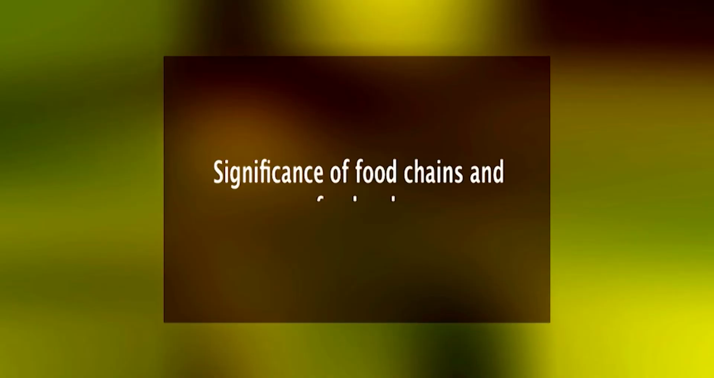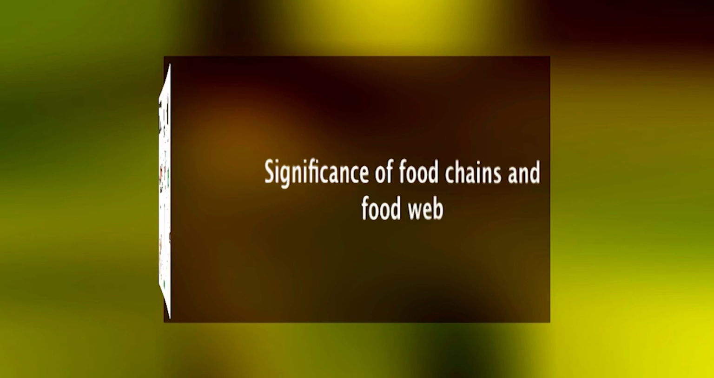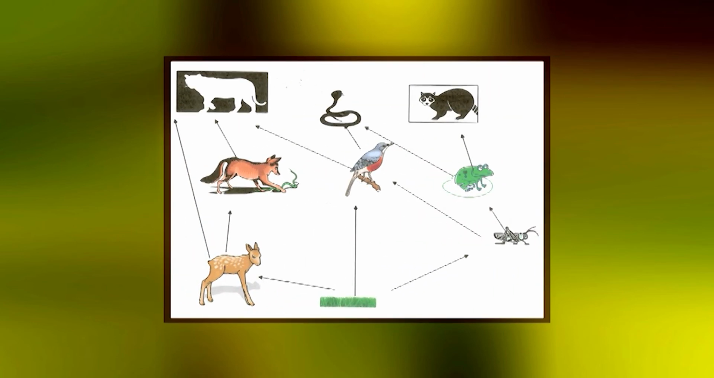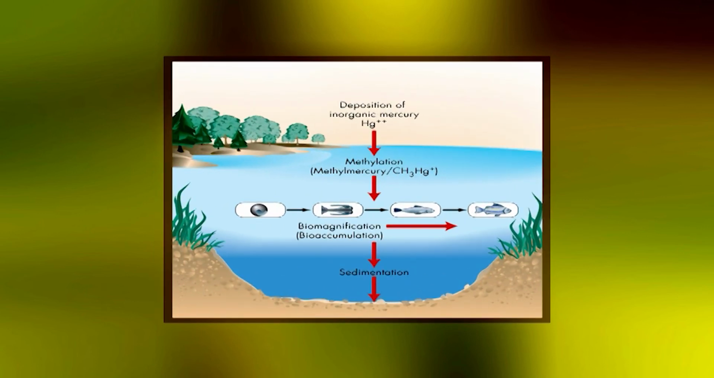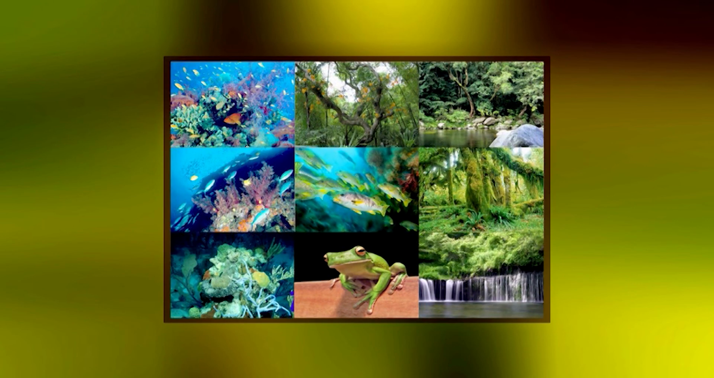Dear friends, let's move on to the significance of food chains and food webs. Food chains help understand feeding relationships and the interaction between organisms in any ecosystem. They also help us comprehend the energy flow mechanism and matter circulation in ecosystems and understand the movement of toxic substances in the ecosystem and the problem of biological magnification. Food web study provides information on biological diversity in an ecosystem also.